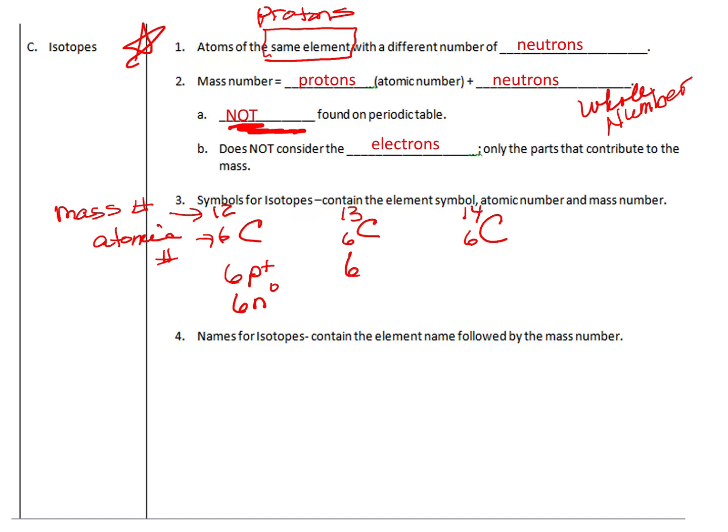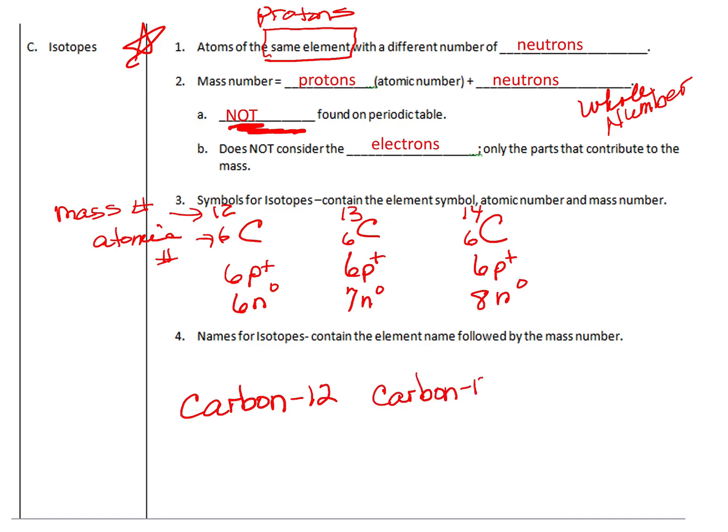Carbon 13, it's still carbon, so there's 6 protons, but now we have 7 neutrons. Carbon 14, it's still carbon, so it's still going to have 6 protons, but now it's going to have 8 neutrons. So naming the isotope, we'll use the written out name of the element, a dash, and then the mass number. So we have carbon 12, carbon 13, and carbon 14.